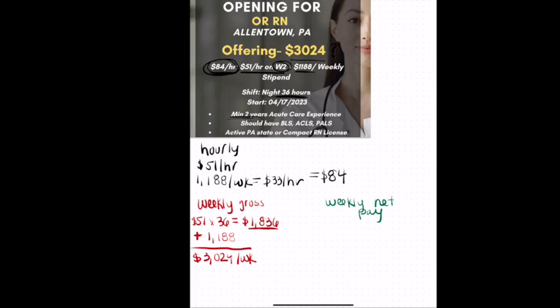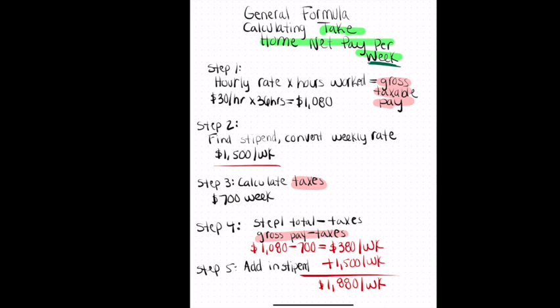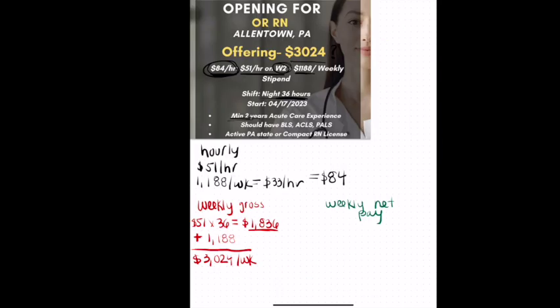And then to calculate the net pay, I'll show you this slide again here. So we'll go through the hourly rate. We find the stipend, convert it to a weekly rate if they haven't already. We figure out the taxes, or we can use paycheckcity.com to just skip this step. And then we add in the stipend. So we have $1,836 for our gross pay.